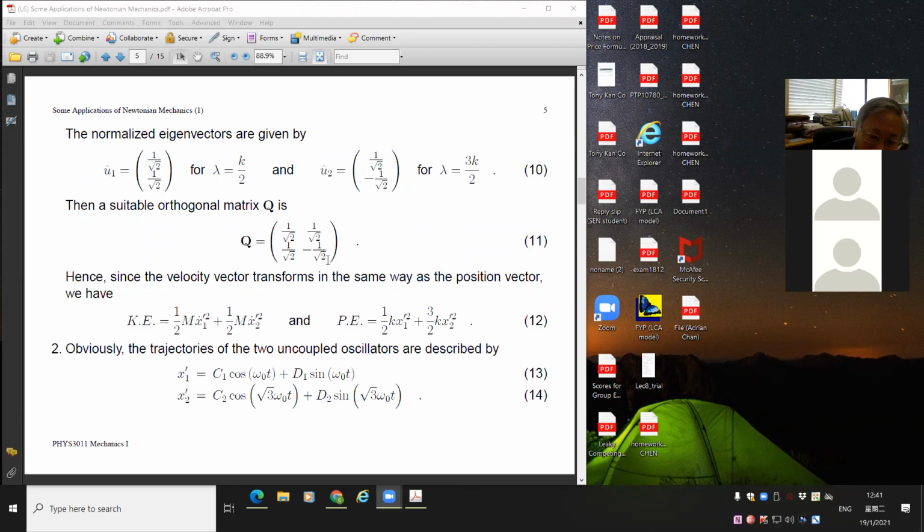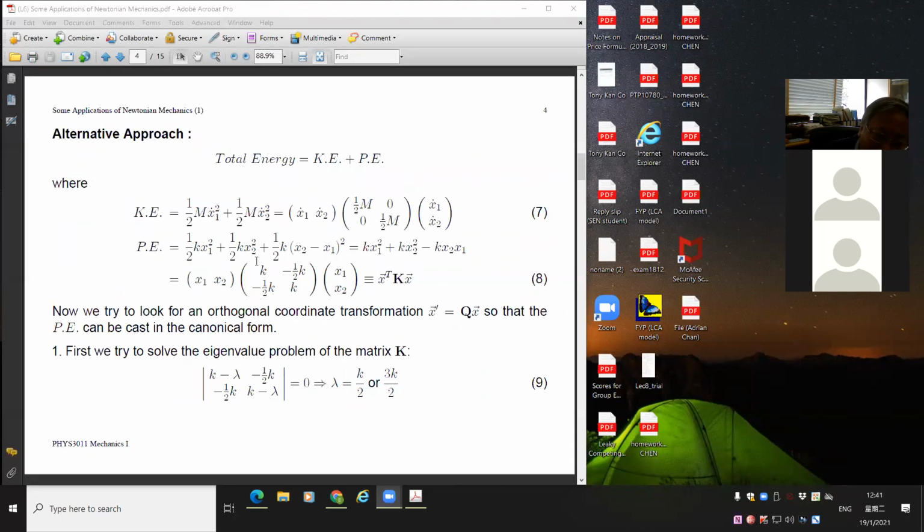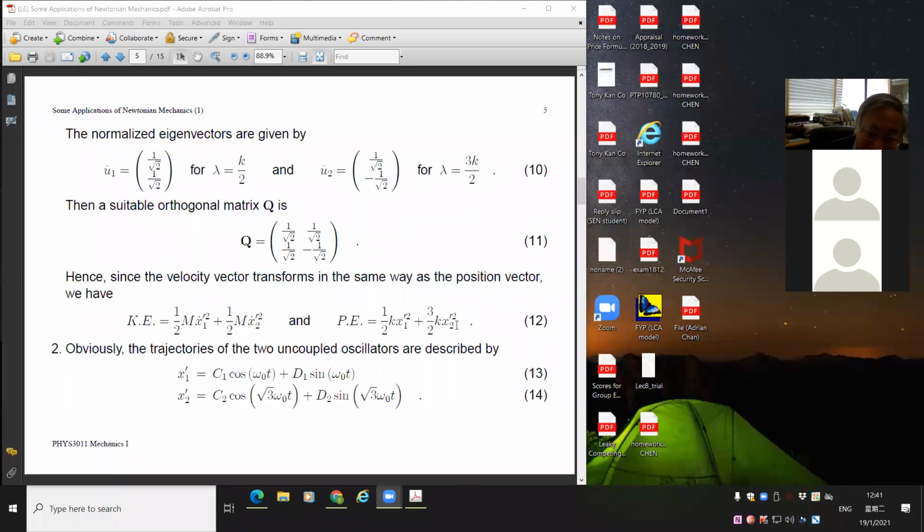All right. Then we make use of this orthogonal matrix Q. We can transform the K, right? After transformation, this will go to a diagonal matrix. And x1 will go to x1 prime, x2 will go to x2 prime, right? That's given like this. So the off-diagonal terms will disappear. So we have the kinetic energy given here, potential energy given here, all right?